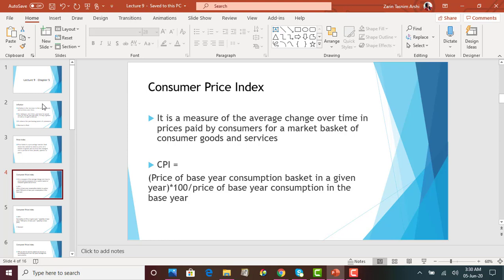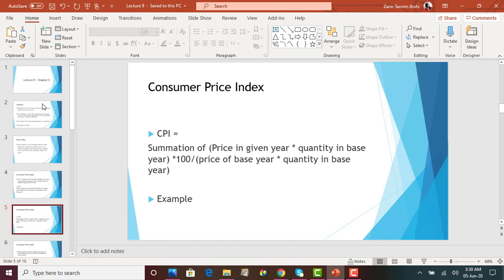I want to share the formula. It is a little bit tricky. So if I give you a problem to find the CPI, make sure you have the formula written down, or you have the slide open, because this is sometimes a little bit tricky to calculate.